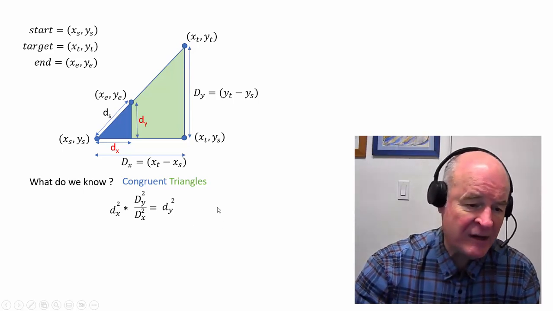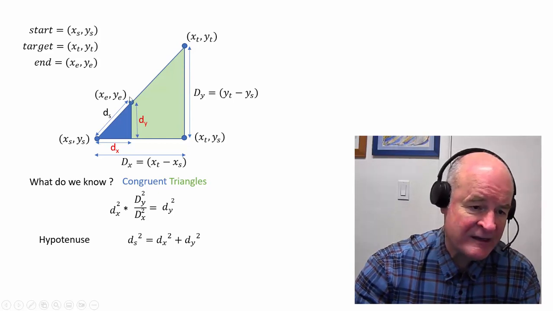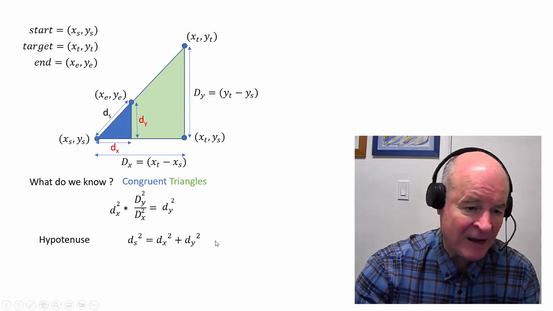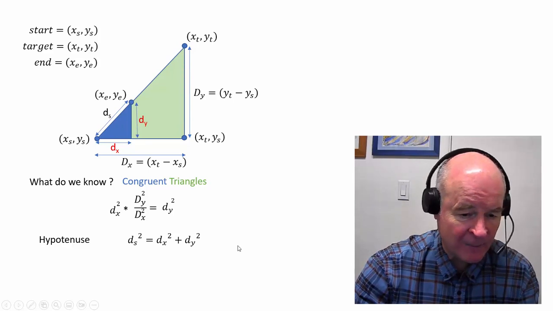Now, the other thing that we know is that the hypotenuse of a triangle, so the ds distance, the hypotenuse squared is equal to the sum of the squares of the other two sides of the triangle. So ds squared is equal to dx squared plus dy squared. Okay? Now, if dx were 0, then of course ds and dy are the same. And that's how that whole thing works.